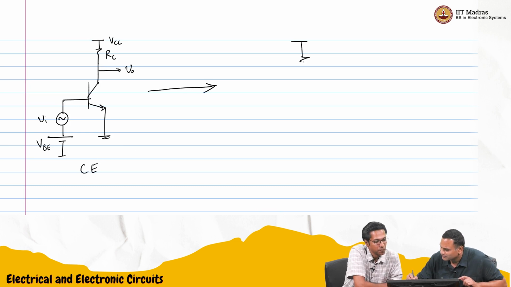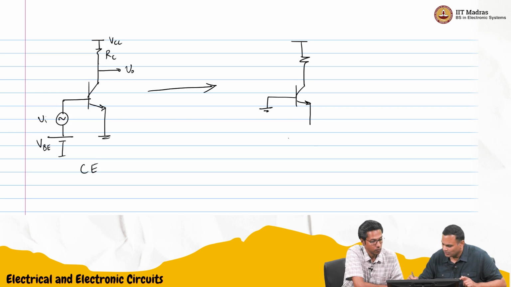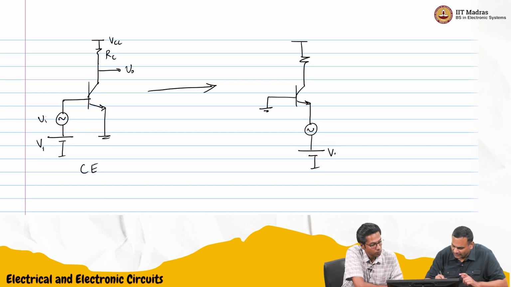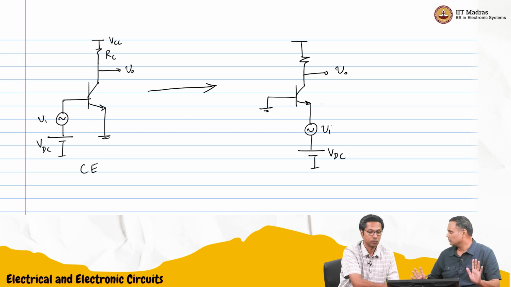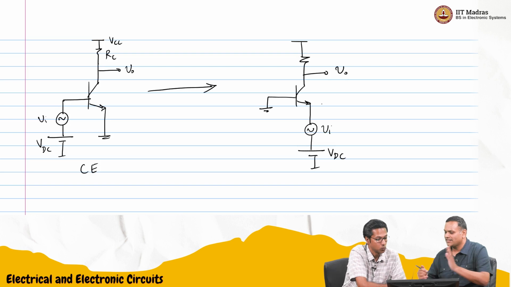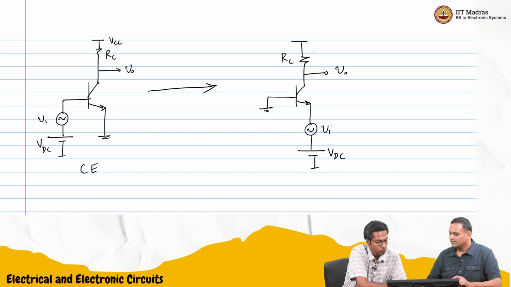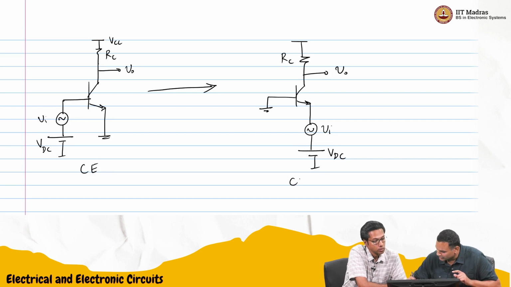So now the base will become common, and for the emitter we have to give the input. Let me call it VDC, and we'll add the exact designations later. This is VI and this is VO, and that is all we have to do. RC is the same as before, and the output is still taken at VO. In fact, the analysis is so easy for this now.